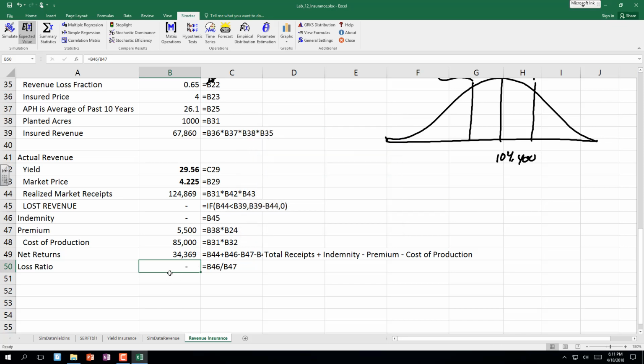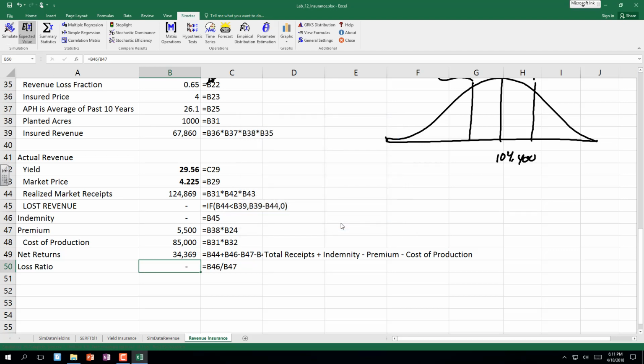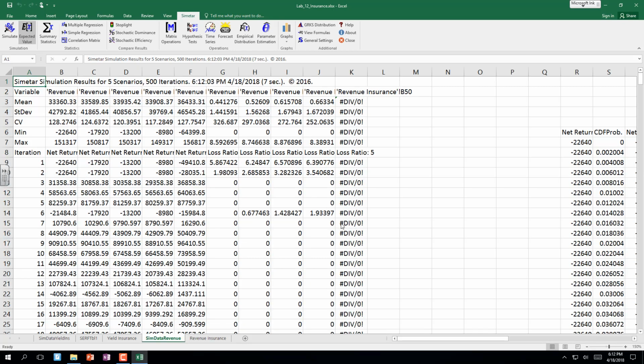So again, that is the indemnity divided by the premium. I'm going to add that. I'm going to simulate it for the 5 scenarios. Okay. And we've got an average loss ratio. Oh well, I think the premium on the no insurance, so it's going to divide by 0.